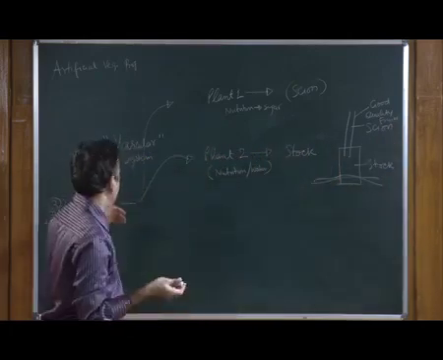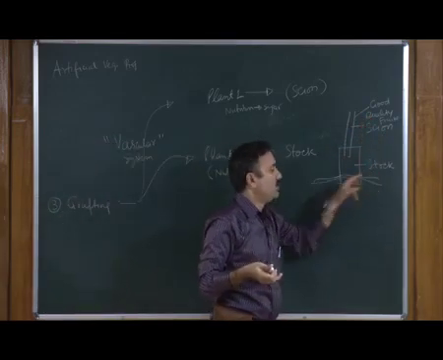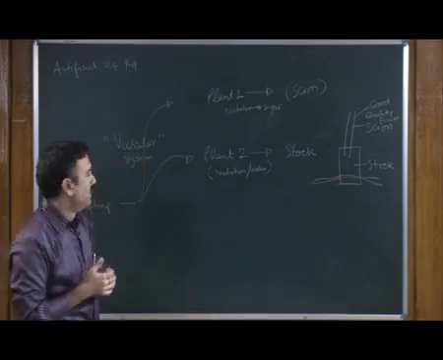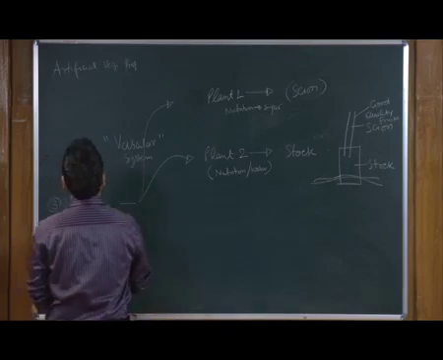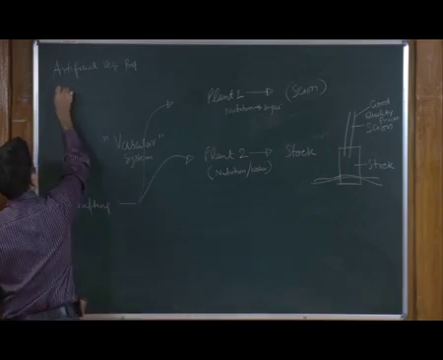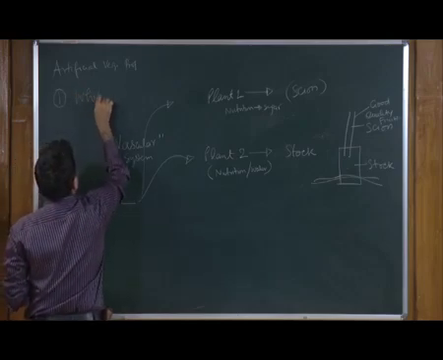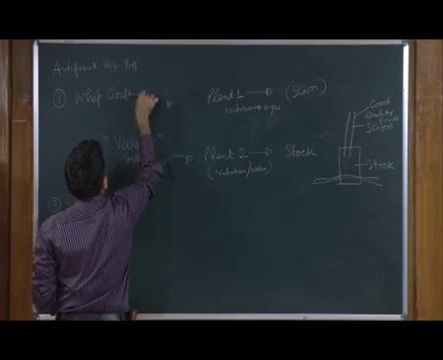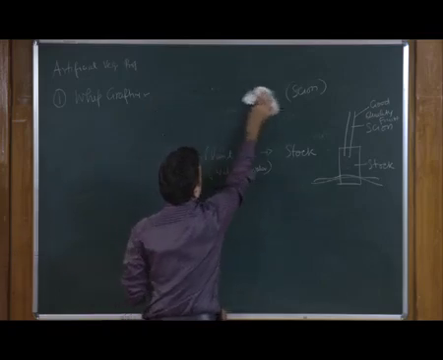There are different ways in which a scion can be put onto the stock, and that is how we have different varieties of grafting. What are these different ways? Number 1, whip grafting.